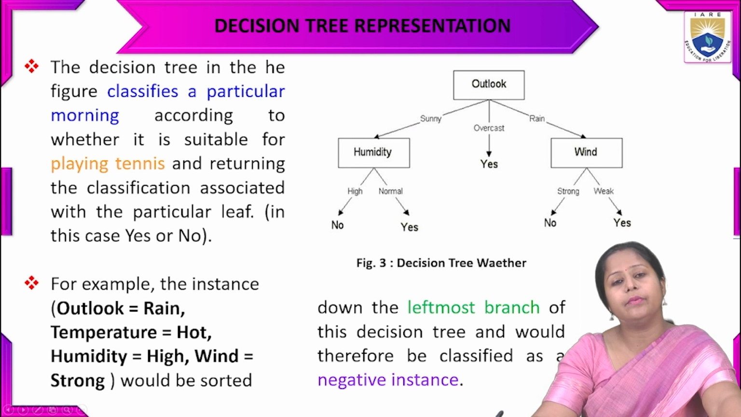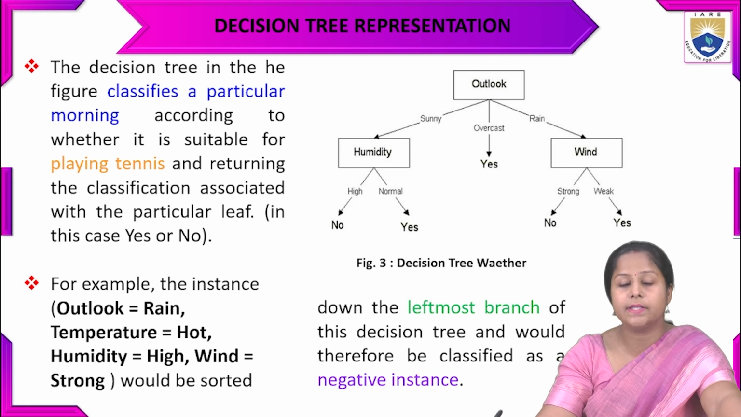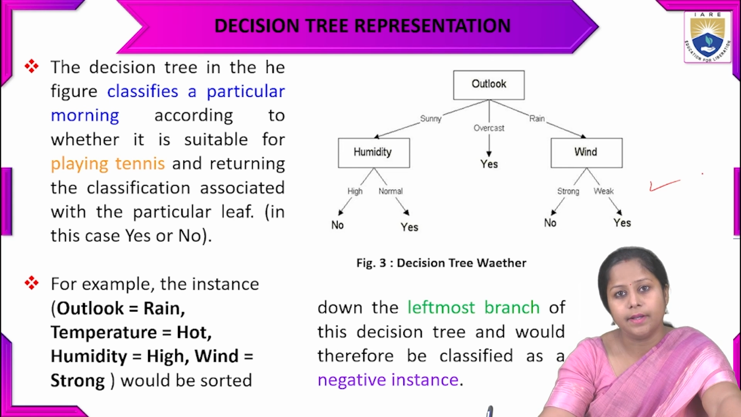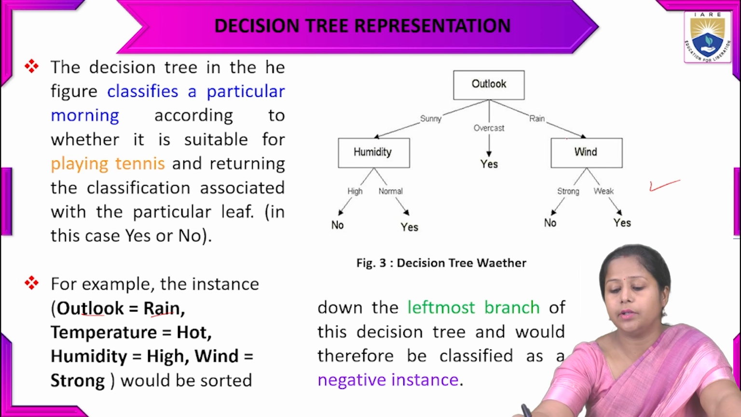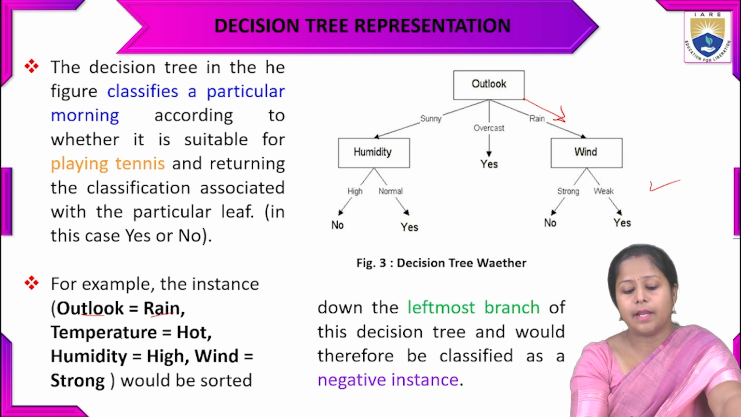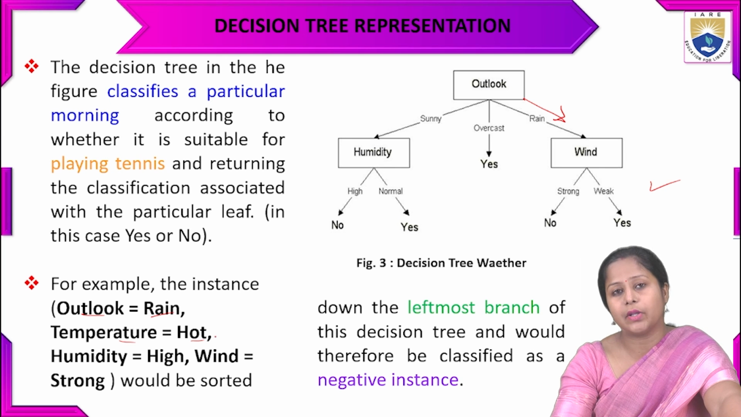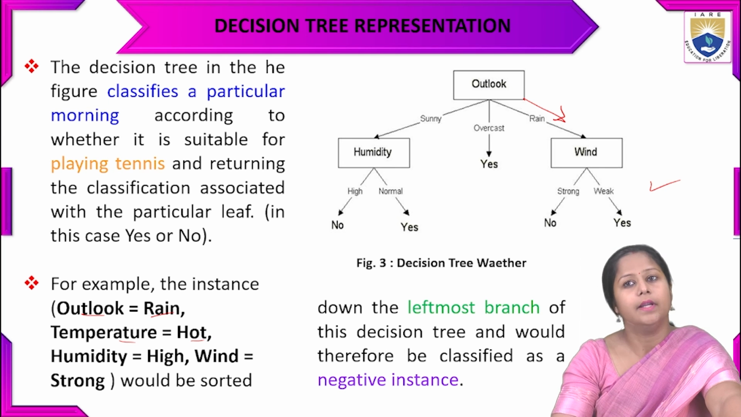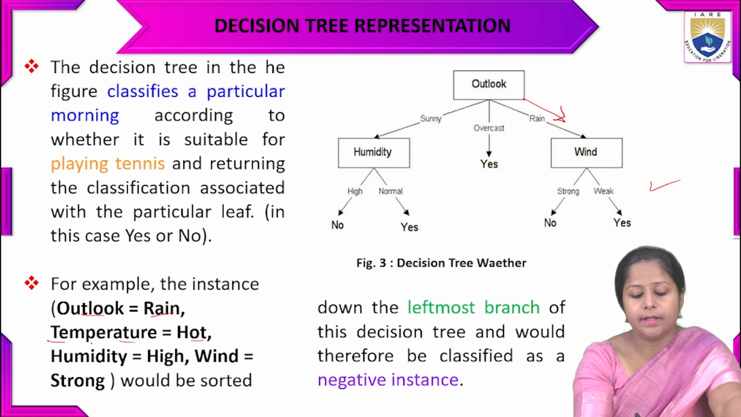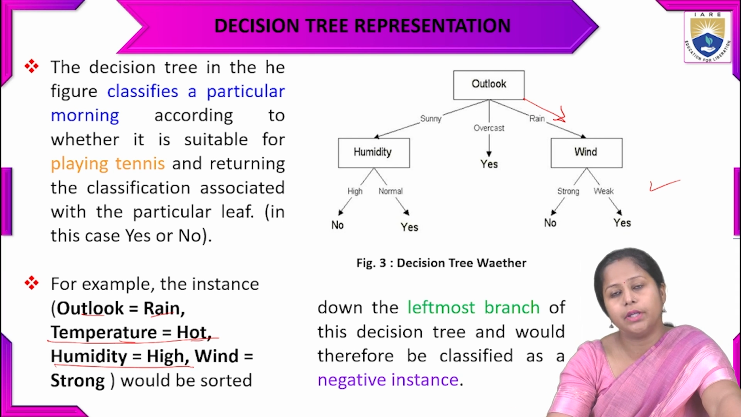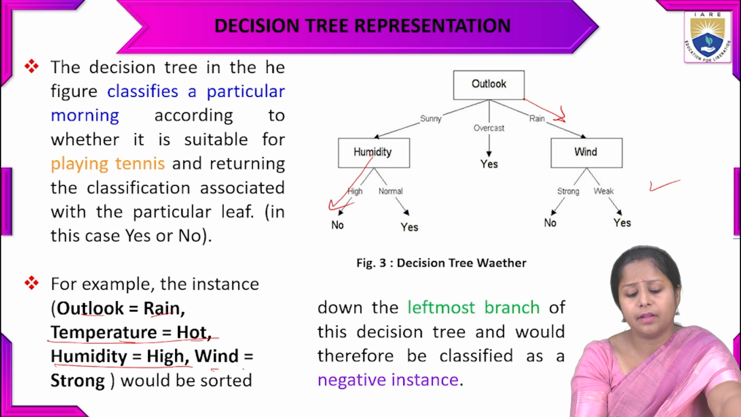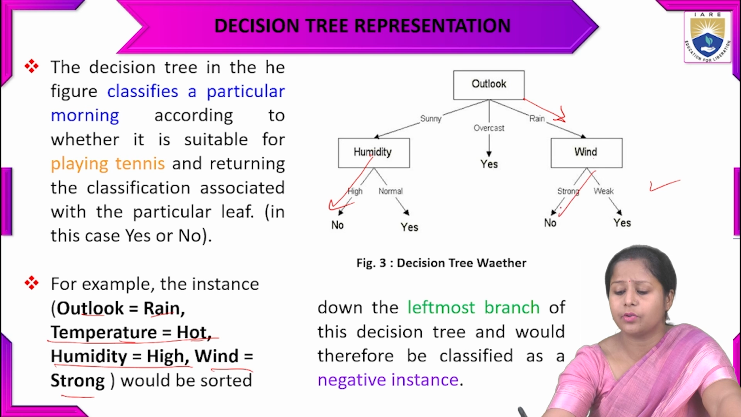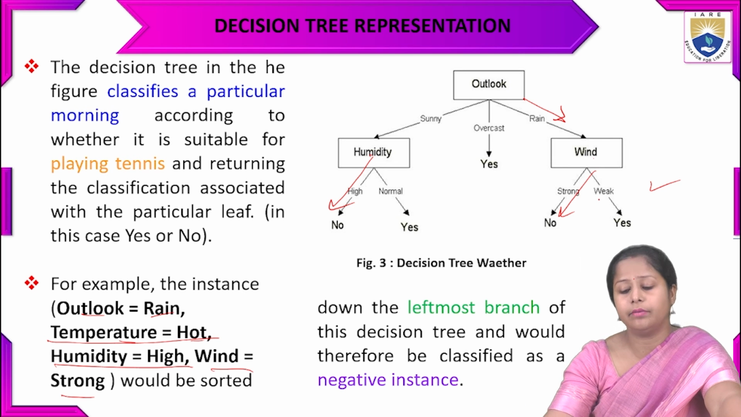For example, if we write some classification rules for this same decision tree: when the outlook is equal to rain, then temperature is equal to hot. Then we write humidity is equal to high. Then the wind is equal to strong. If the humidity is high, then the wind will be strong.